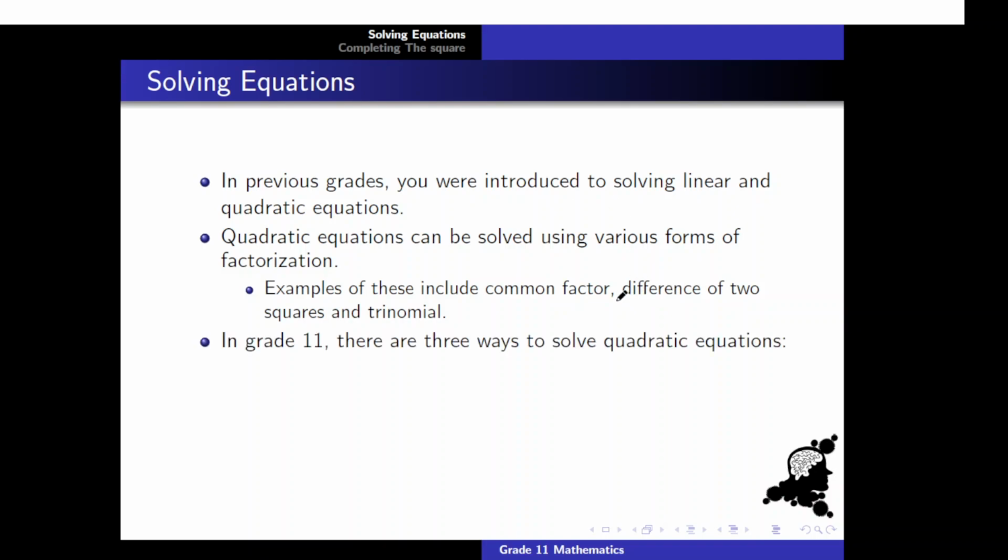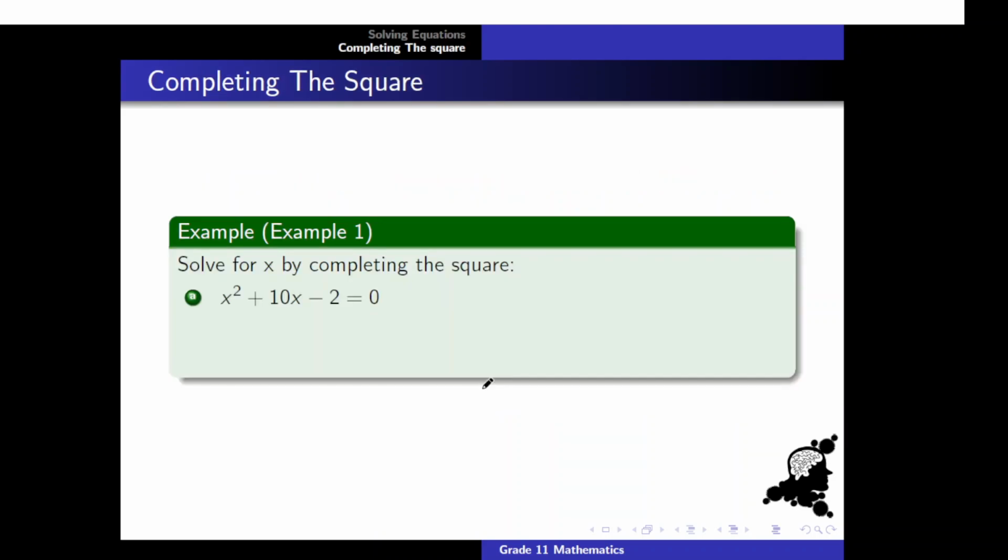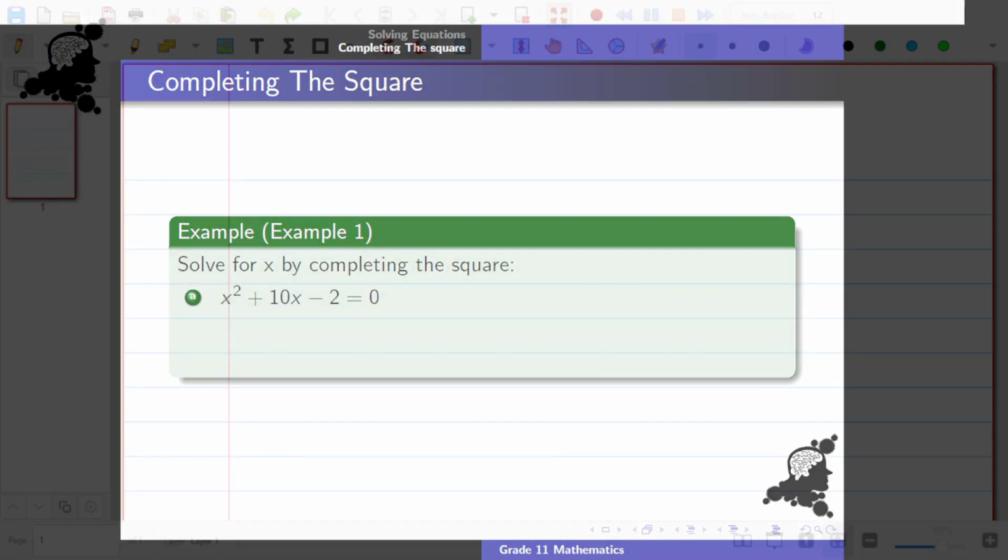Now, in grade 11, we said we've got three ways of solving quadratic equations. The first one being factorization, which we looked at in the previous video. The second one is completing the square, which is what we're looking at in this video. And then lastly, we have the quadratic formula that's going to come in the next video. So let's get into today's business and have a look at how we can solve for x by completing the square in this equation. So let's go to the writing pad.